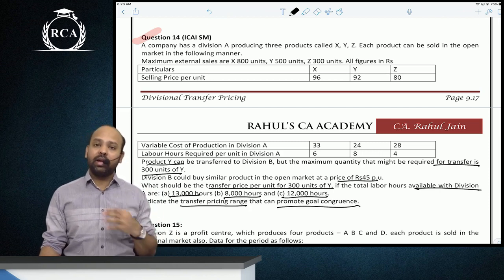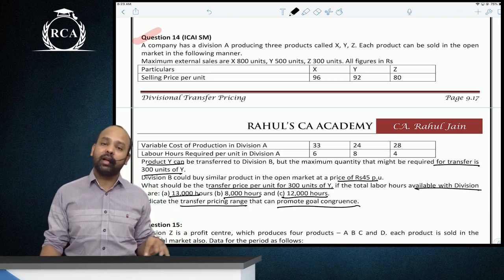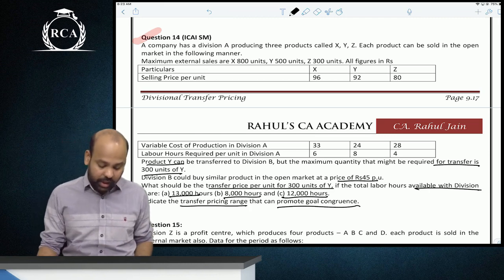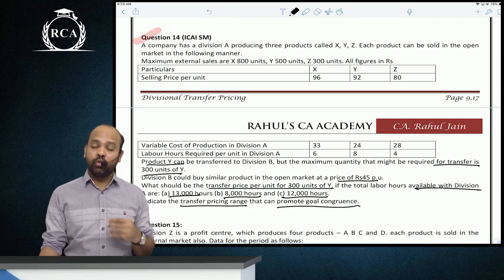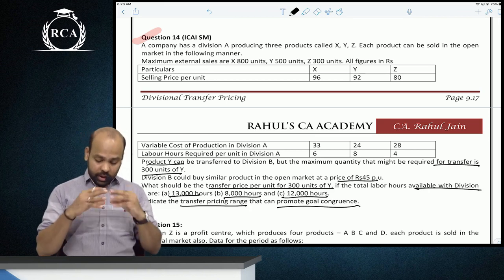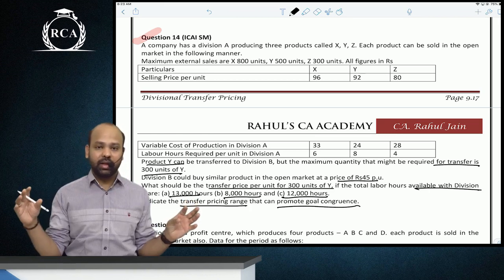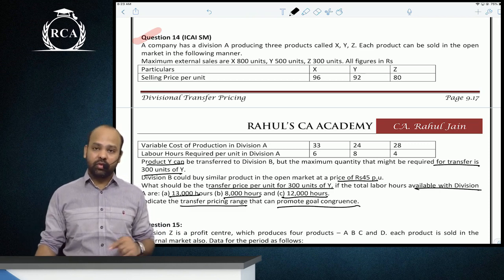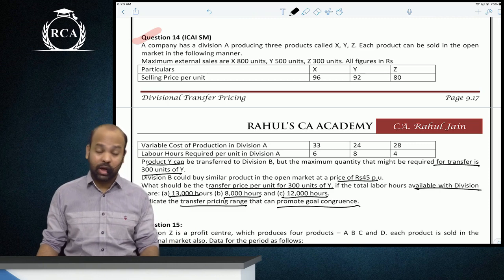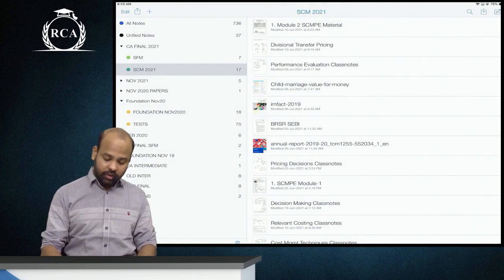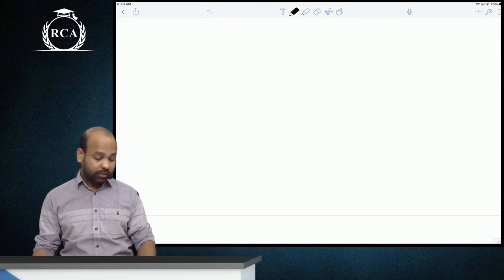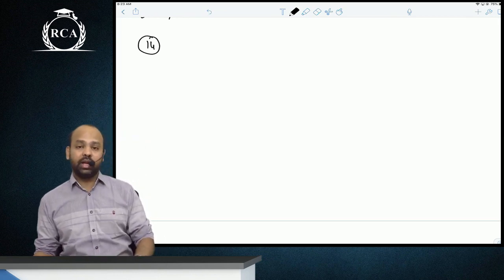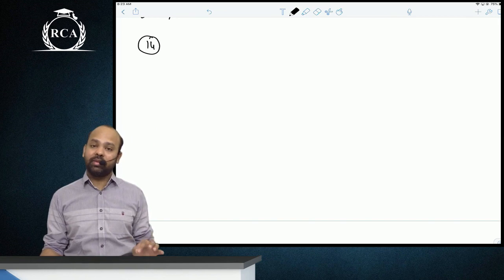Forget the fact that we have to transfer something to division B. What I'm supposed to do is, if division A is operating like this, work out the contribution per labor hour. Which product are they going to give preference to, and how are they going to allocate the labor hours? That is what is important. Forget the transfer first. This is question number 14.